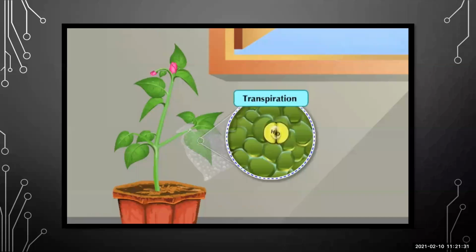This is the cell of the stomata. There is an aperture opening which is open during the daytime only and closed during the night time. These are the two yellow colored guard cells you can see here.